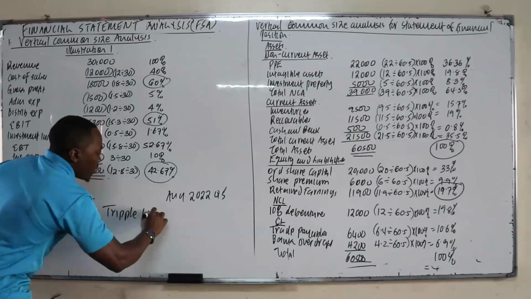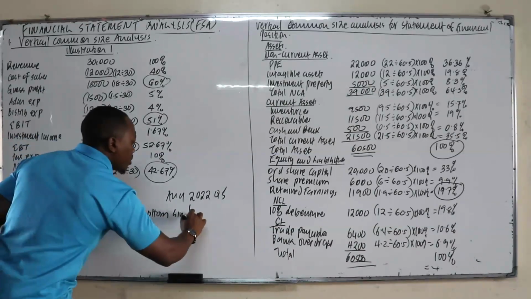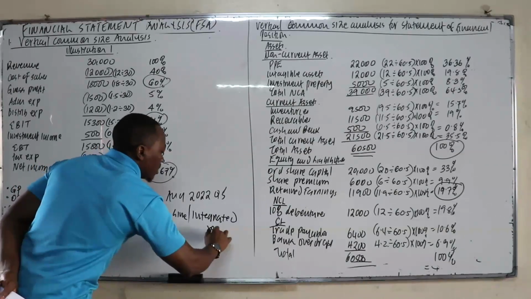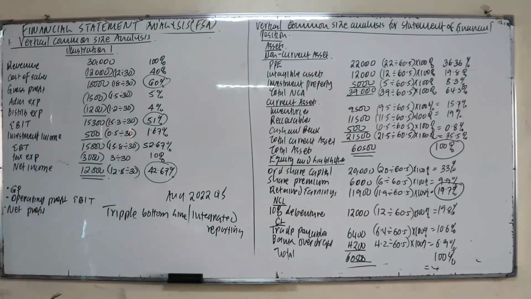Triple bottom line, also known as integrated reporting. And I think you have that one in your handout. So assist me with your handout.